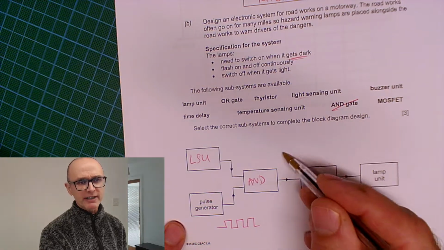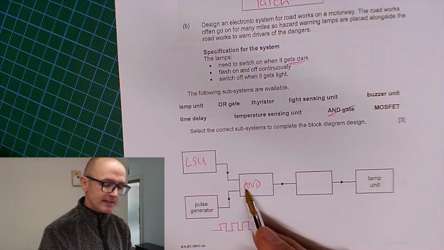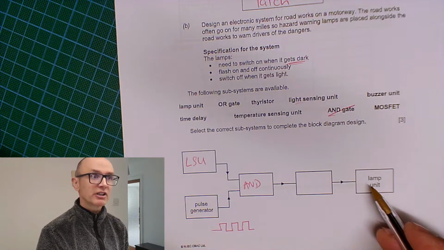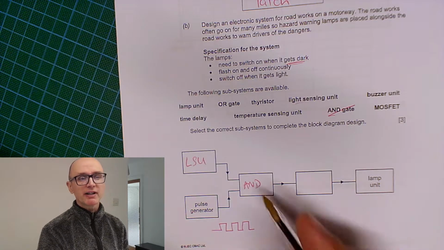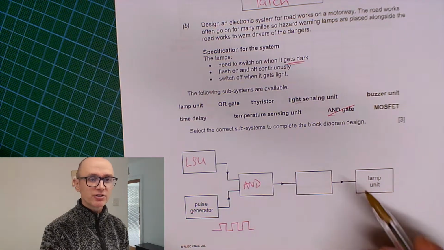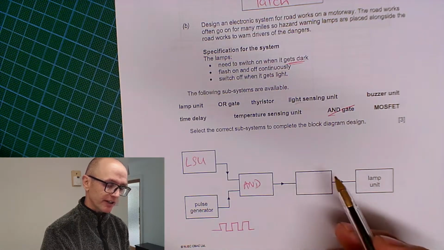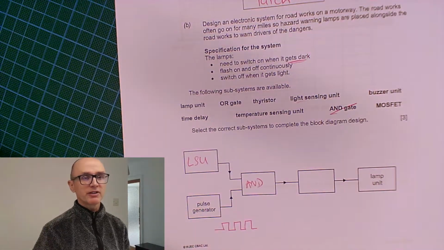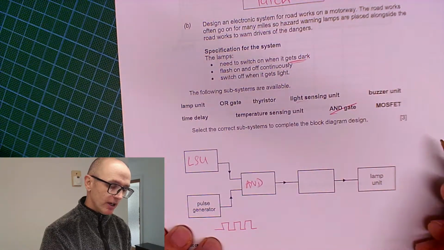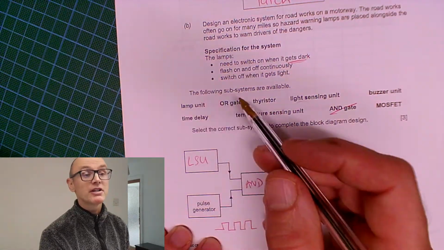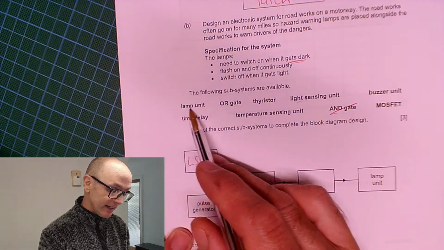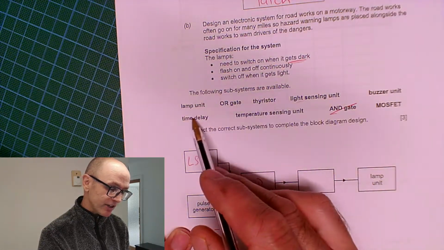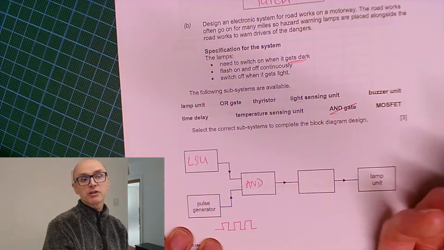Now an AND gate can't drive a lamp unit directly. They can't source enough current to do so, or typically can't source enough current. So you need something which is going to drive that output transducer. So we need an output transducer driver. And if you look through here, I don't see anything called transducer driver, which sometimes they do have.